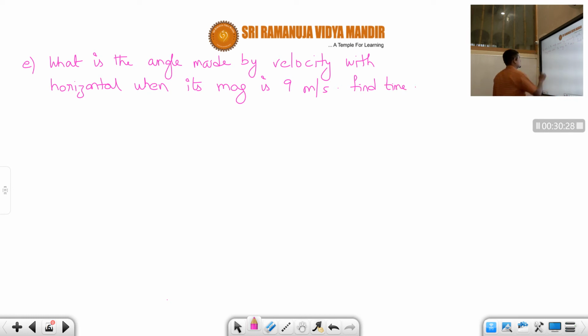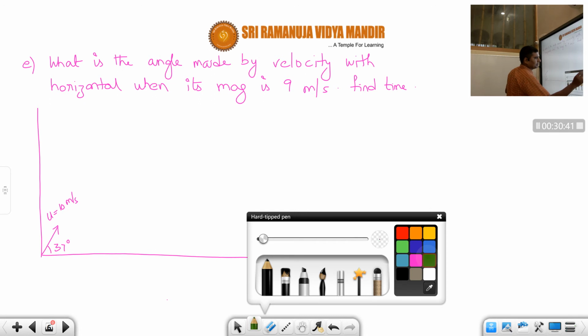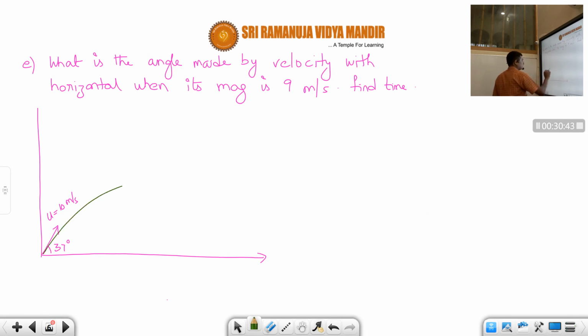Okay, students. So now let us see. This is also a very good question. Suppose you projected with some velocity u equal to 10 meters per second at an angle of 37 degrees. So now what will happen? It will follow a projectile path like this. Let us say this is the origin.